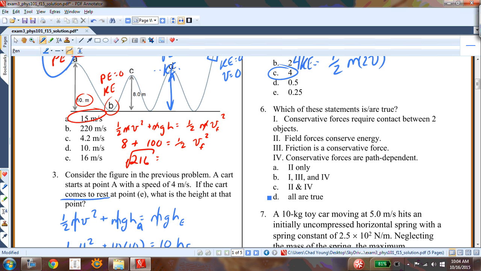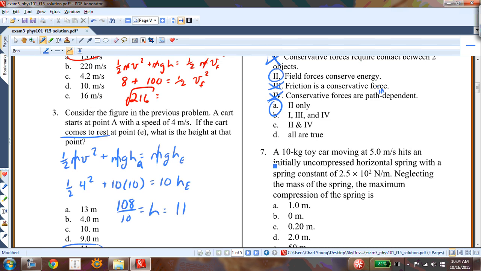Which of these statements is or are true? Conservative forces require contact between two objects. That is not true. In fact, if you have contact, then it's not a conservative force. Field forces conserve energy. That's true, like gravity and electric forces. Friction is a conservative force. That's definitely not true. Friction does not conserve energy. And conservative forces are path dependent. They are not path dependent. In fact, they are path independent. They don't depend upon the path, the amount of work that they do. So number 2 is the right answer, A.